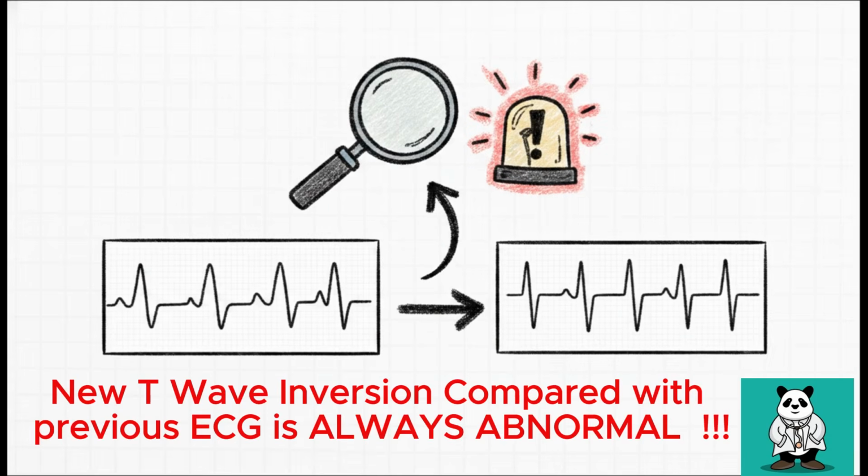As we wrap up this explainer, I want to leave you with one absolute, non-negotiable rule to really anchor your clinical practice. You can memorize all the variants, all the expected morphologies, but if you take away nothing else today, remember this. New T-wave inversion, when compared with prior ECGs, is always abnormal.